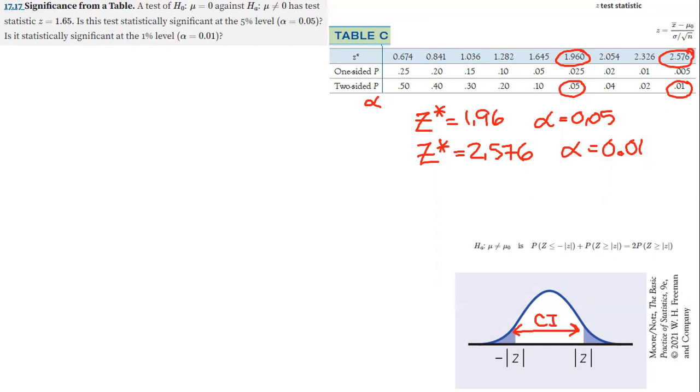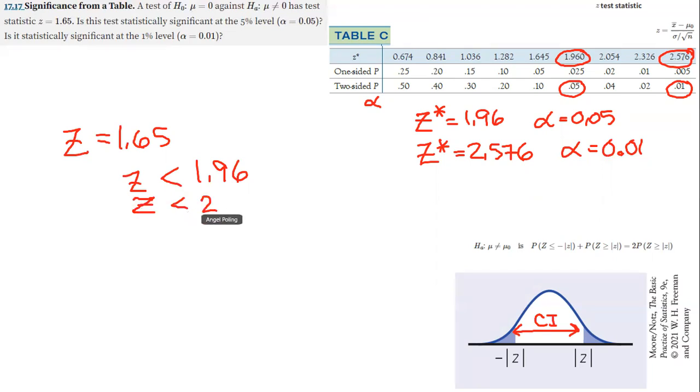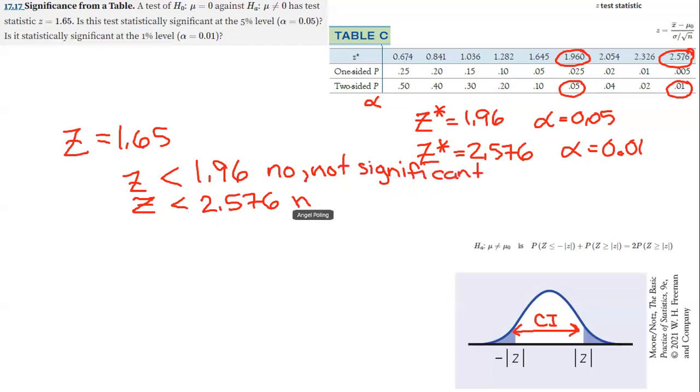Okay, so we've got our critical z's. This time, our z of 1.65, that's less than both the 1.96 and the 2.576. So no, not significant at either level.